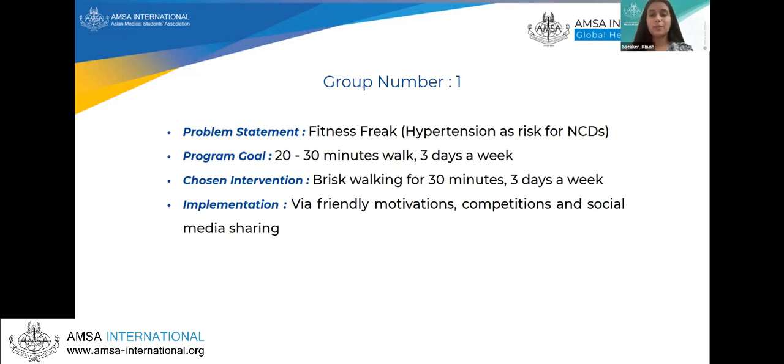Whereas your implementation ideas are wonderful. As for the problem statement, it should say why it is a problem, right? So hypertension is a risk factor for NCDs. That sounds like a problem. Whereas the fitness freak remark shouldn't have been put there because it's a little bit irrelevant. Your problem statement could have been that hypertension has been increasing the burden, as it is one of the major risk factors for NCDs. The rest, I think you did a great job, but these are a few pointers for your future presentations. Thank you, Group One.